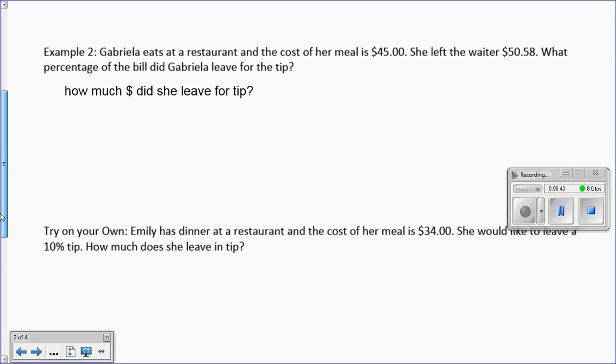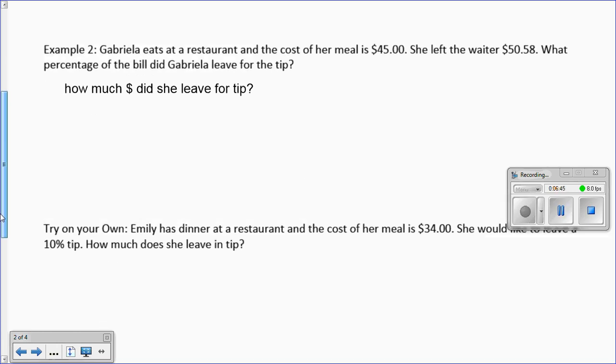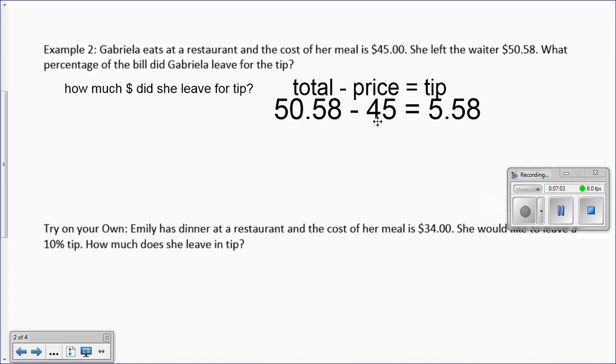Example 2 says Gabriella eats at a restaurant and the cost for a meal is $45. She actually left the waiter $50.58. What percentage of the bill did Gabriella pay for the tip? Well, what we need to know is how much money did she actually leave strictly for the tip? So we're going to take our total, $50.58, and subtract the price, which was $40. That would leave us with the tip. So she left $5.58. Okay? So we need to figure out what percentage is $5.58 of the $50.58 that she left.